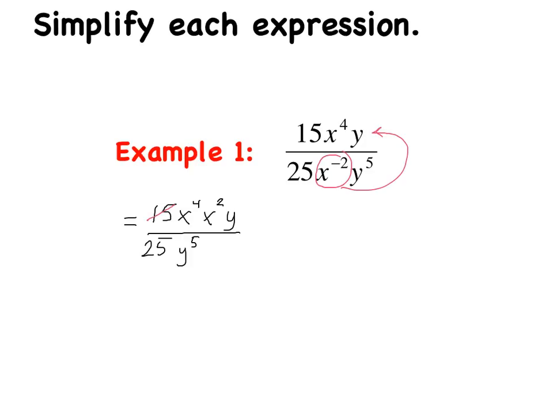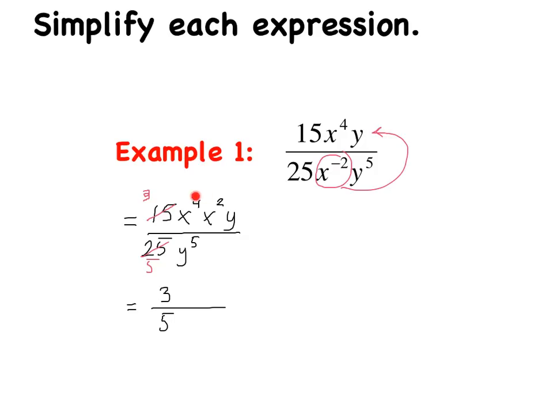So if I pull a 5 out of 15, we're left with a 3. And if I pull a 5 out of 25, we are left with a 5. All right. So we'll have a 3 up in our numerator. We'll have a 5 in our denominator.